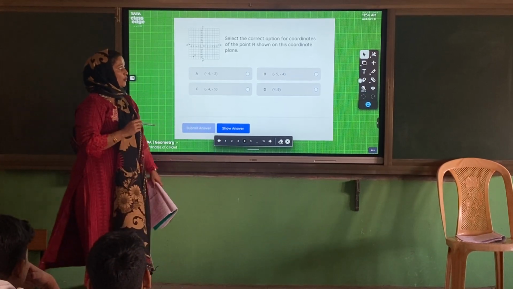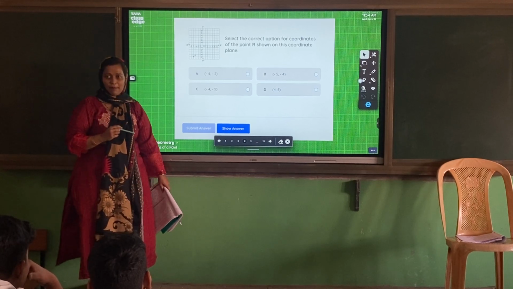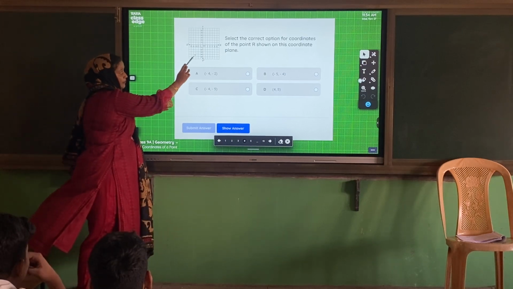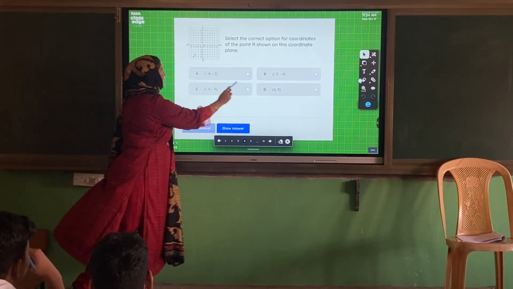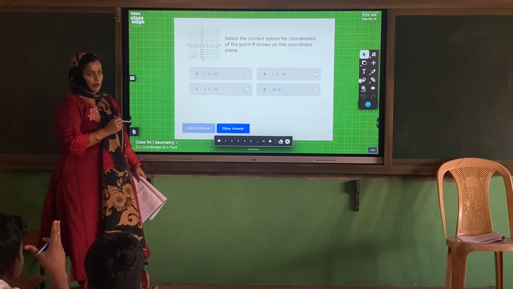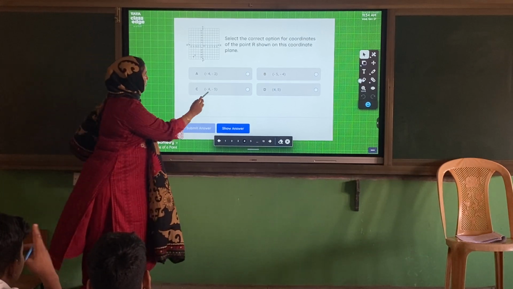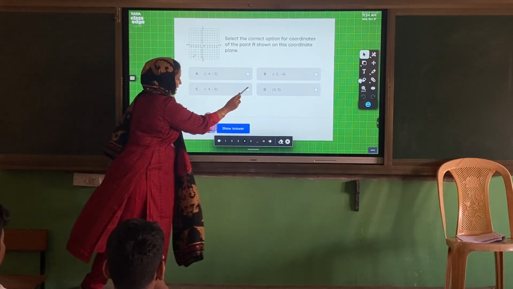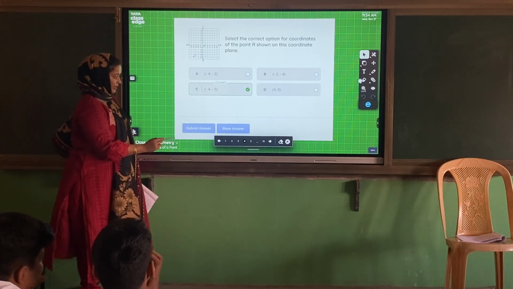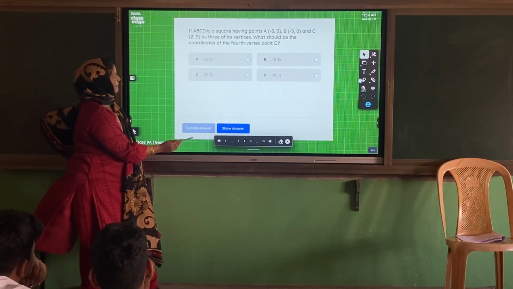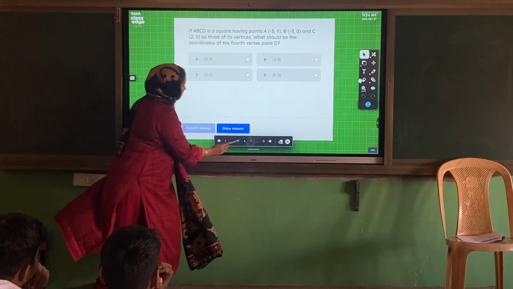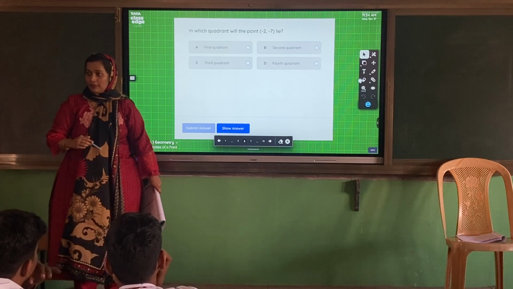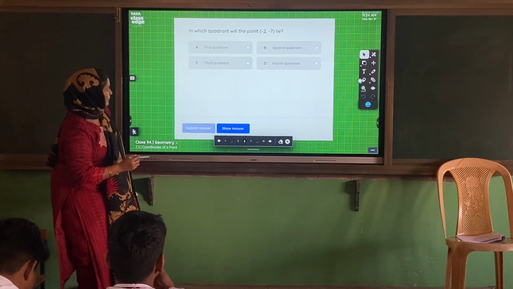Select the correct option for the coordinates of the points shown on this coordinate plane. See, the point R, which everyone can see. So, which will be the correct option? What is the coordinate? Minus 4. Option C. Let us see. Yes, this is correct. In which quadrant will the point -2, -7 lie? Third quadrant. Option C.